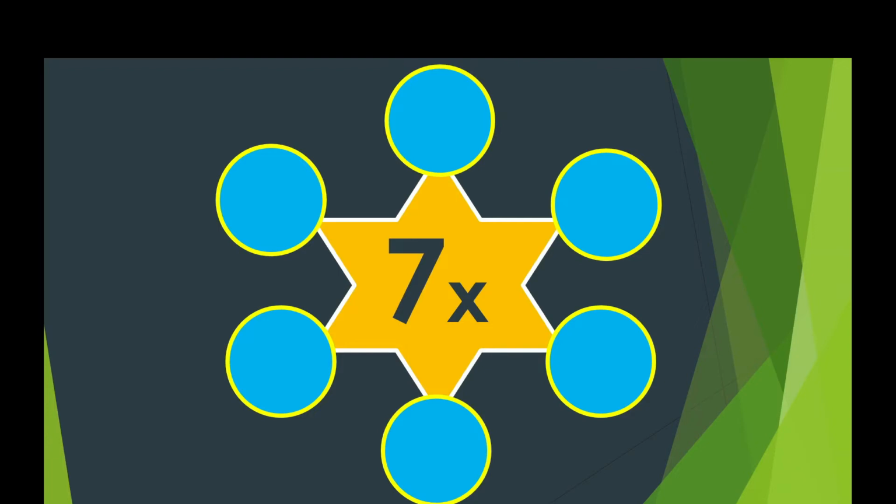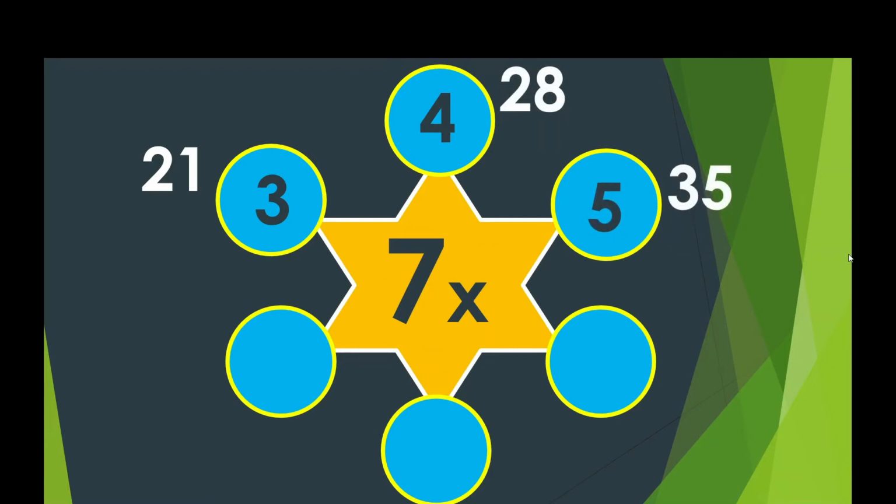Now let us proceed to multiplication sentences of 7. Let us now find the product of the following. So let's begin. 7 times 3 equals 21. 7 times 4 equals 28. 7 times 5 equals 35. 7 times 6 equals 42. 7 times 7 equals 49. And 7 times 8 equals 56.